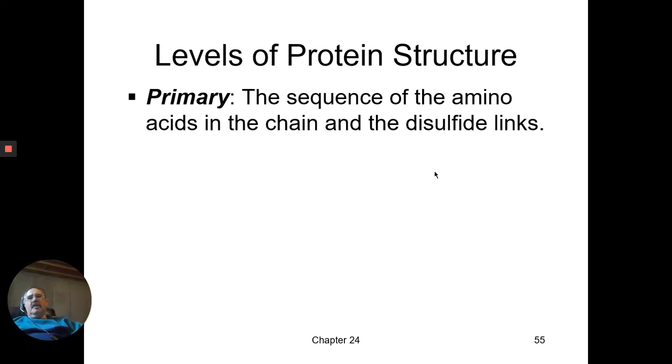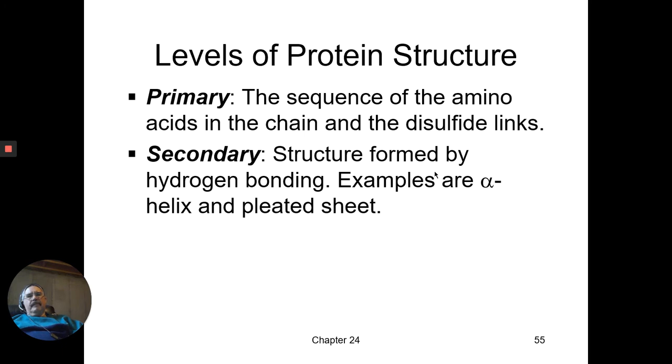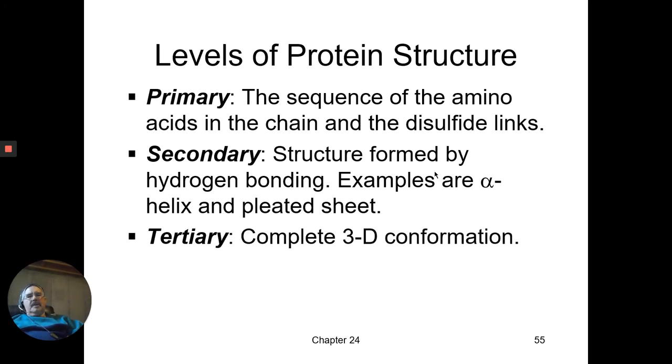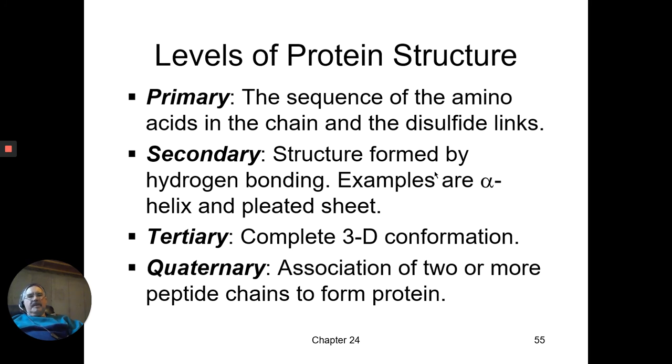Okay, the four levels of protein structure are first primary, which is the sequence of amino acids in the chain and the disulfide links. Secondary structure is that which is formed by hydrogen bonding, and there's two main types of secondary structure. These are the alpha helix and the pleated sheet. Tertiary structure is the three-dimensional folding. Quaternary structure is when we have two or more peptide chains, and quaternary structure is primarily the three-dimensional packing of these different folded chains.